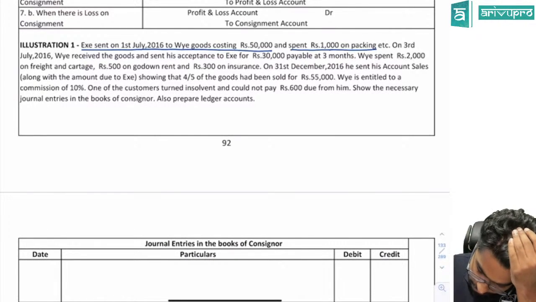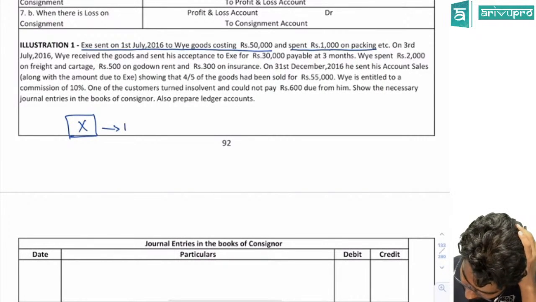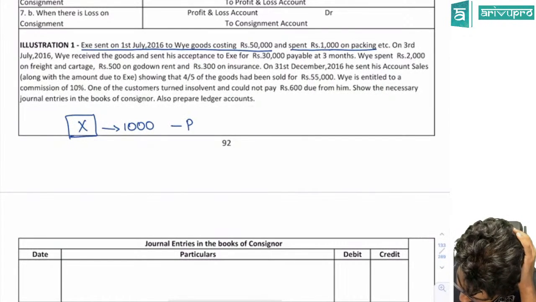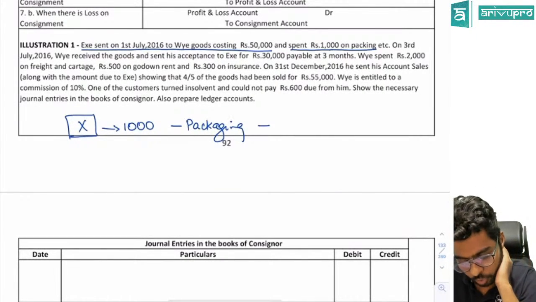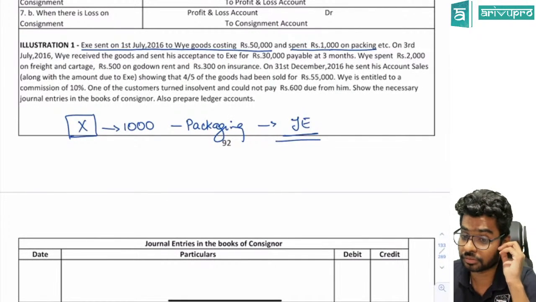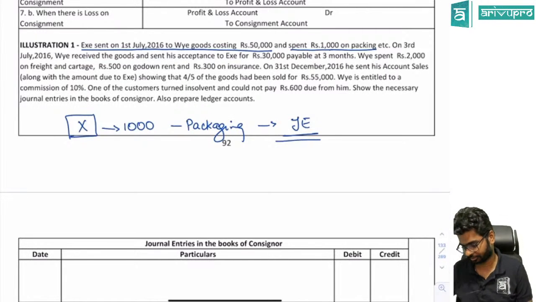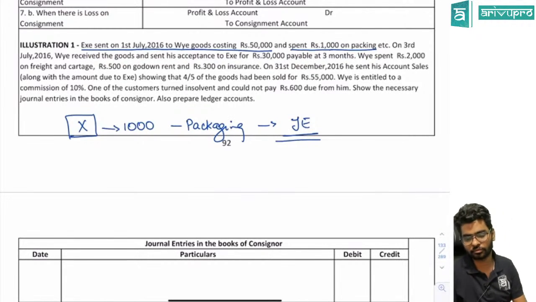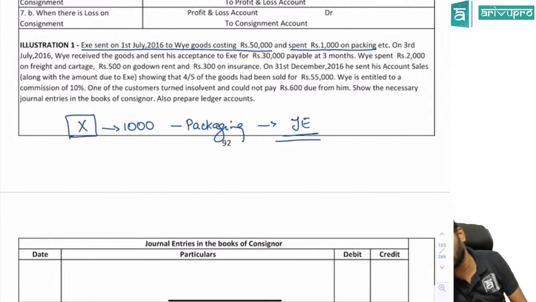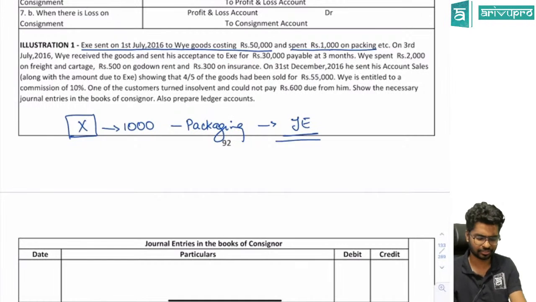Now, if X has sent goods and is incurring 1,000 on packaging, now tell me what should be your journal entry? What should be your journal entry? No, no, I'm only talking of packaging, Rishabh. We'll come back to that 51 and other things later.